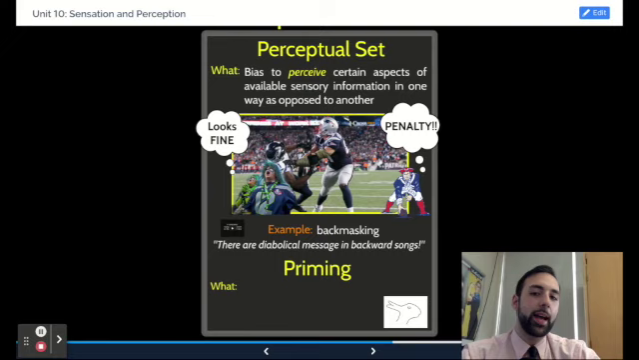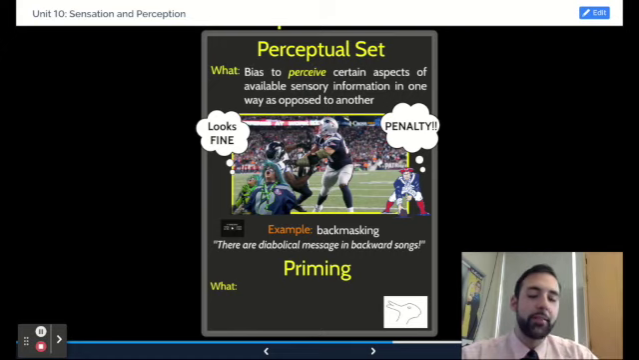The difference is that it's technically the same sensory information, but if you're biased towards seeing something that you want to see, you're exhibiting what's called the perceptual set. This happens in sports all the time. You and a fan from an opposing team could look at the exact same play and one person could say, I saw a penalty, while the other person says, I saw nothing at all. And you both could be receiving the exact same sensory information and come to two very different conclusions.